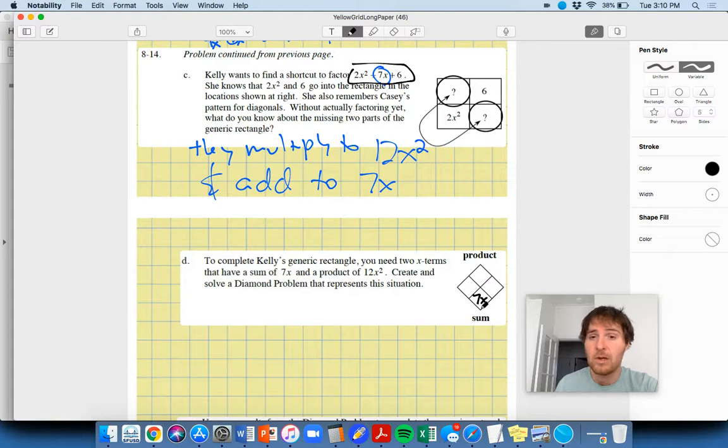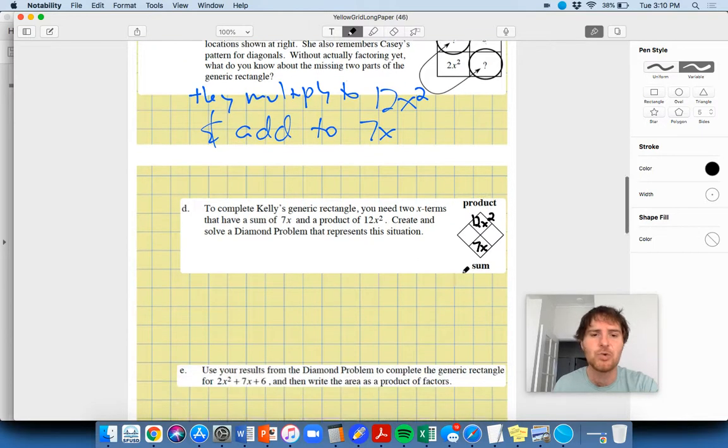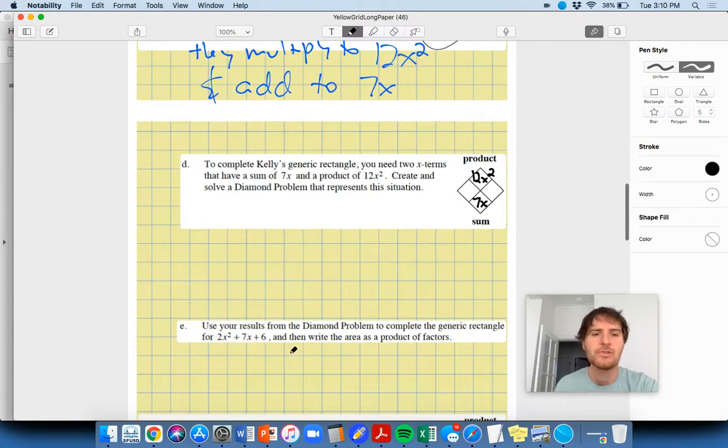What do you need to know? What do you know about those 7x's here? Well, we have to split them up in such a way that they multiply to 12x squared, because that diagonal multiplies to 12x squared. Therefore, that diagonal needs to also follow Casey's pattern, multiply to 12x squared here, okay? So we set up that diamond problem that represents that situation, and then it says use your results from the diamond problem to complete the generic rectangle here and then write the area as a product of factors, okay?